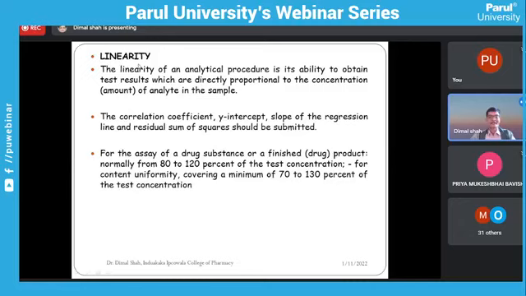You should show linearity, where the correlation coefficient, intercept, and slope are the important parameters. Normally the range for the linearity should be 80 to 120% of the test concentration. You can even go beyond that. This is the minimum range that should be kept for linearity.